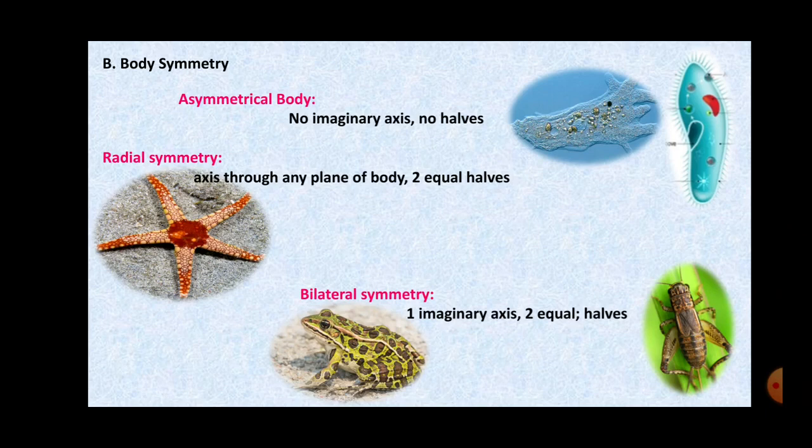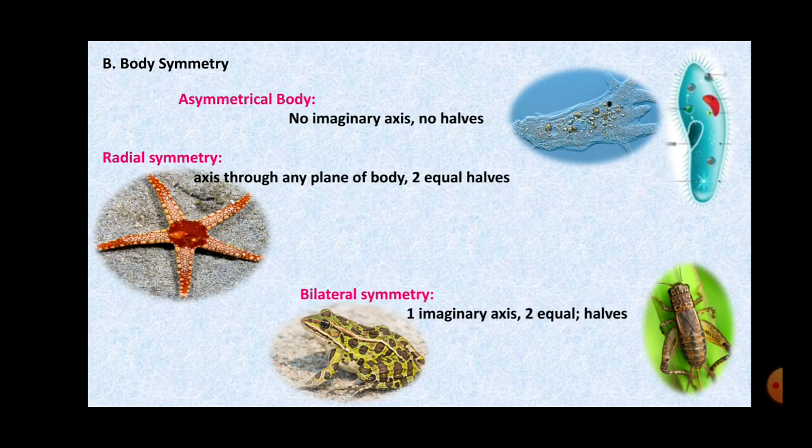Coming to radial symmetry, in this type there is an imaginary cut that passes through the central axis, but through any plane of the body. You can see the picture of the organism on your screen. That will give you exact two halves. Starfish is a good example. Now in this case, there are 5 different planes which will pass through the central axis of the body, through which you can get two equal halves. Okay, that is your radial symmetry.